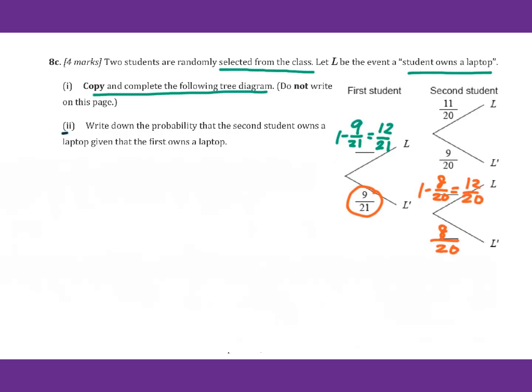Let's go to the second question. Write down the probability that the second student owns a laptop, given that the first owns a laptop. First owned laptop is this line. Then the probability for the second student owns a laptop will be 11 over 20.